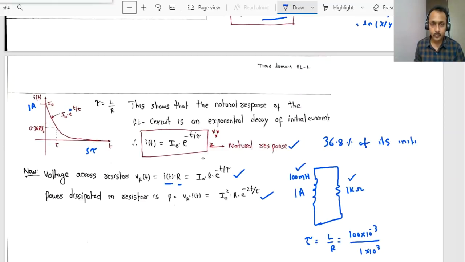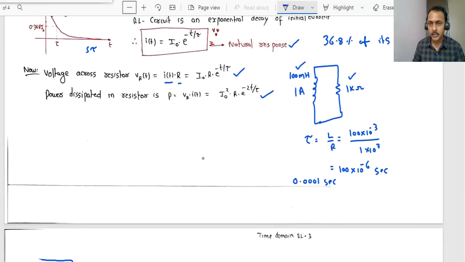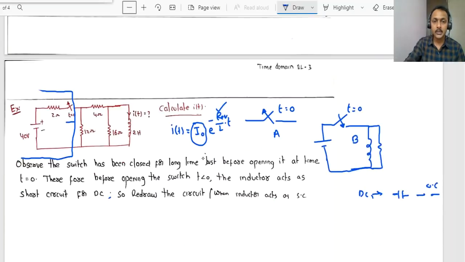Now I of t is given by I naught into e power minus t by tau. This is the natural response, right? If you take a small example, 1 ampere is the initial current I naught across the inductor, the value of inductor L is 100 millihenry, R is 1 kilo ohm. Within a time span of L by R, nothing but 100 into 10 power minus 3 by 1 into 10 power 3, that is 0.001 second, this 1 ampere will become 0.368 amps, right?